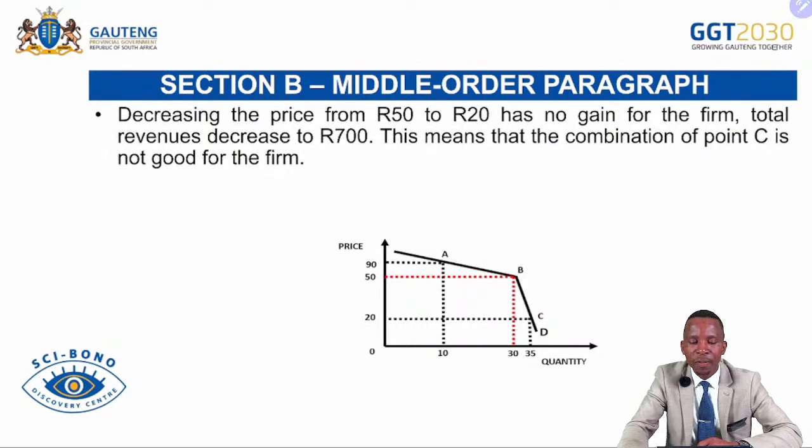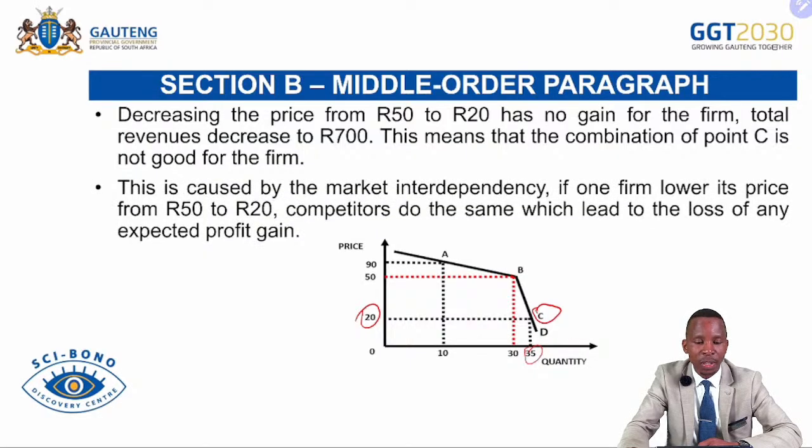Decreasing the price from 50 rand to 20 rand has no gain for the firm. Total revenues decrease to 700. This means that the combination of point C is not good for the firm. So this combination of 20 rand to 35 units is not good for the firm because the firm is earning less total revenues. This is caused by the market interdependence. Remember, firms are very much interdependent to one another.